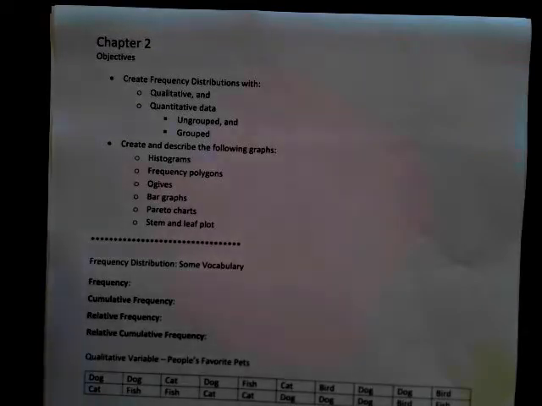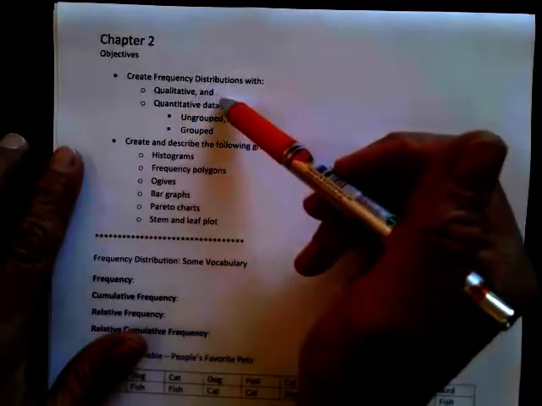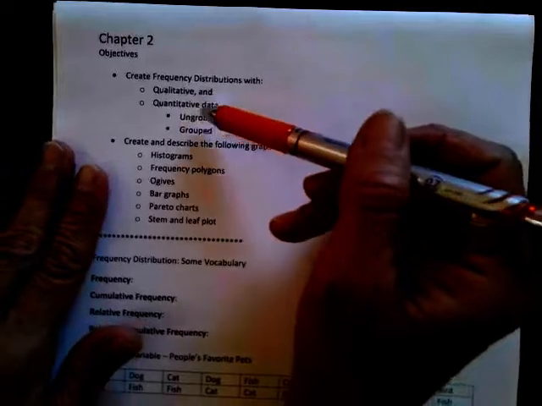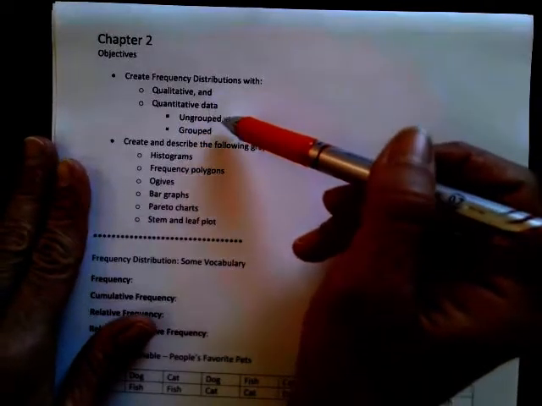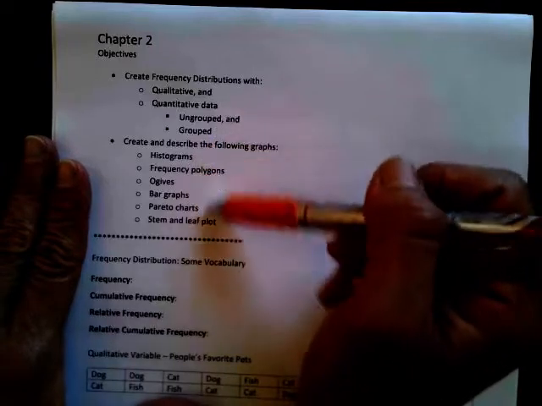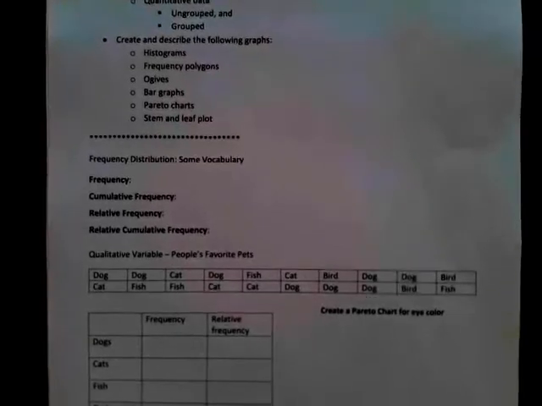So we're going to look at making frequency distributions with qualitative and quantitative data. So qualitative, remember, non-numeric, quantitative, numeric, and we'll do for those grouped and ungrouped. And then we'll also look at creating these different types of graphs. So let's first talk about some vocabulary.